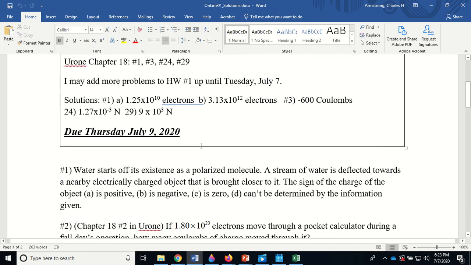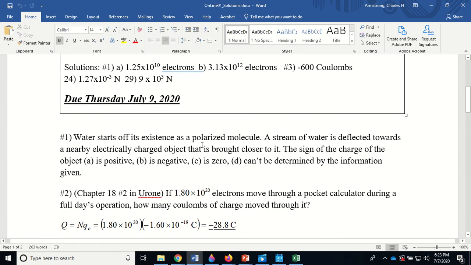But okay, first of all, water starts off its existence as a polarized molecule. A stream of water is deflected towards a nearby electrical charge that is brought closer to it. The sign of the charge of the object is positive, negative, or zero, or can't be determined by the information given. Think about it. So you've got your water molecule. One side is positive. That's the side the hydrogens are on.